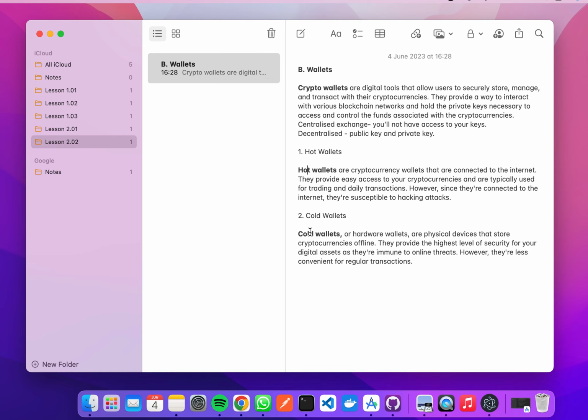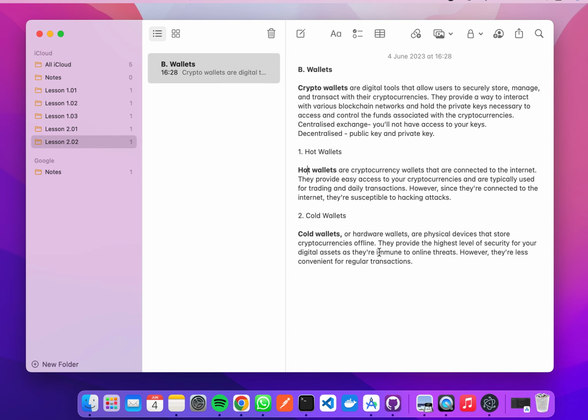Cold wallets, or rather hardware wallets, are physical devices that store cryptocurrency offline. These physical devices look like a flash disk or a small device that is specially made, and you can use them to store your cryptocurrencies. These are not connected to the internet, and maybe you can move around with them. You can put them in a safe, or secure them however you want. They provide the highest level of security for your digital assets, as they are immune to online threats.